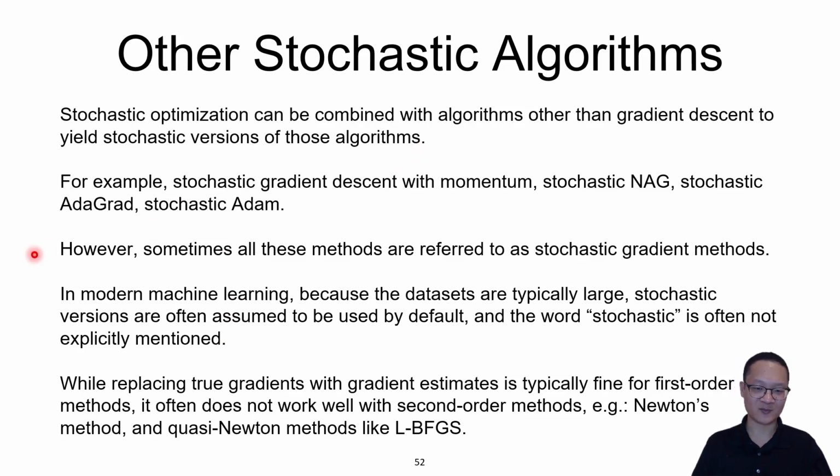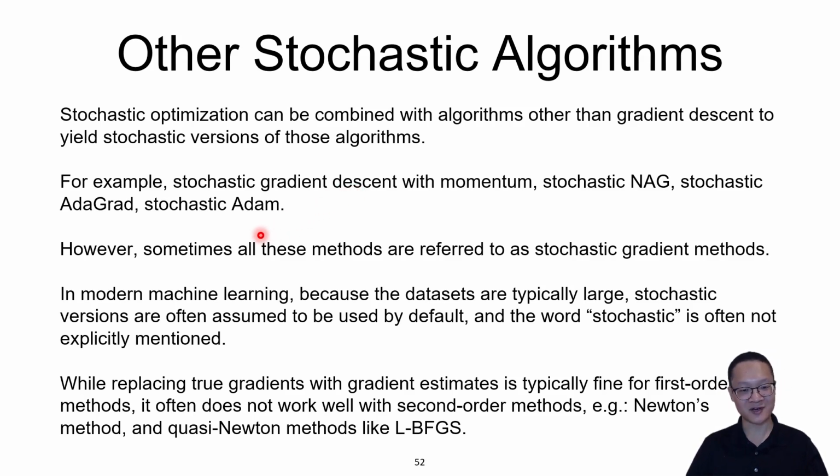Okay, in machine learning, we usually have very large data sets. That's why we're doing these stochastic algorithms. Actually, we basically only use the stochastic versions, so we often don't really say stochastic. For example, if I say, can we train the model using gradient descent? If the context is machine learning, possibly with very large data sets, then by default, we mean stochastic gradient descent. If we use the Adam optimizer, by default we're going to be using stochastic Adam, because the data sets are very large.